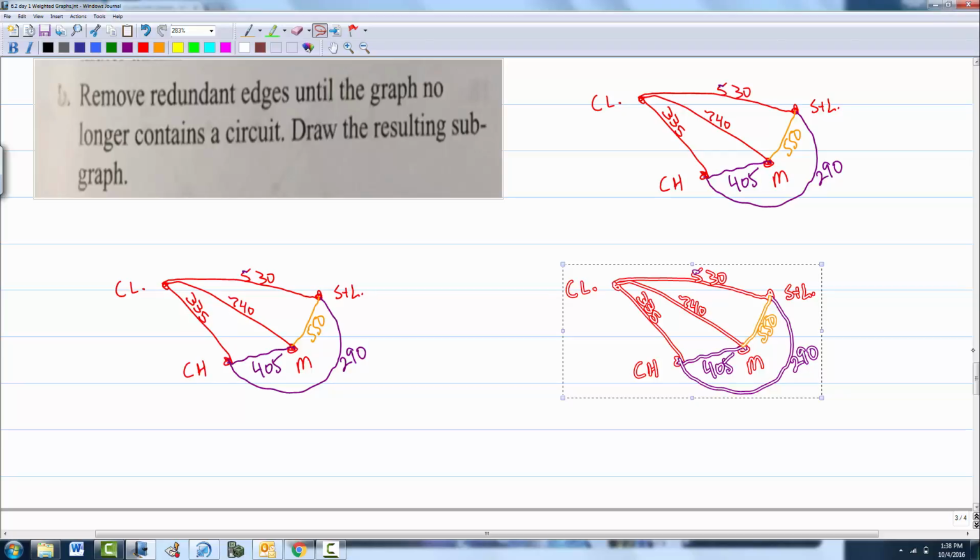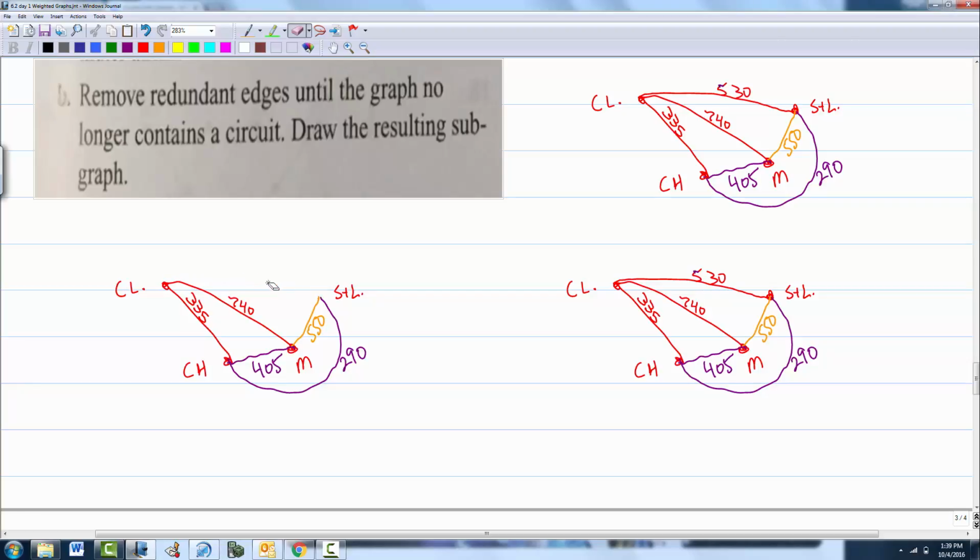All right. Remove redundant edges until the graph no longer contains a circuit. Draw the resulting subgraph. So what we're going to do is just do that. Tomorrow this is called something. It's not really a big deal. So this whole thing isn't a circuit, but we have individual circuits, don't we? I can start where I ended. You have to remove all of those according to the definition of a redundant edge.